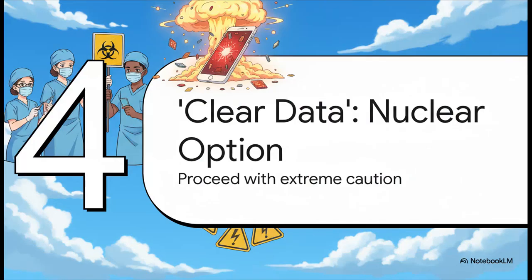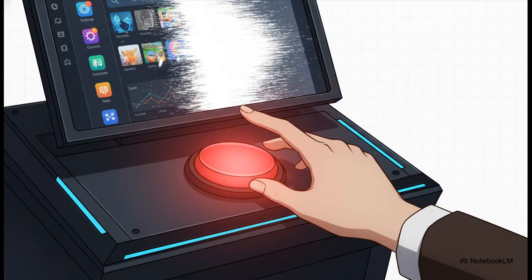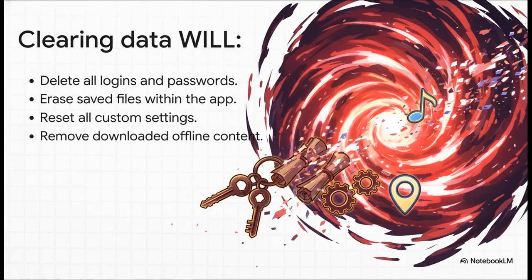Okay, now for the other button, the one we treat with a healthy dose of respect and caution. This isn't for a casual cleanup. This is what we call the nuclear option. Just think of it this way. Hitting Clear Data is like performing a factory reset, but for that one single app. It takes it back to a completely blank slate. And when I say blank slate, I mean it. It will delete all your saved logins and passwords for that app. It will erase any files you might have saved inside the app itself. It will undo all of your custom settings. And yep, any offline maps or music you downloaded, gone. It is a complete and total wipe.